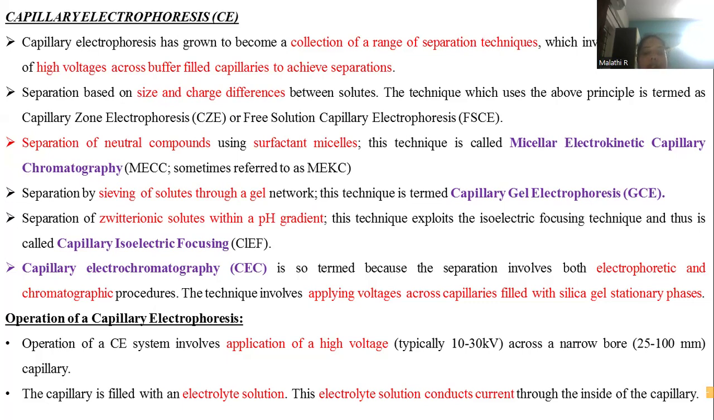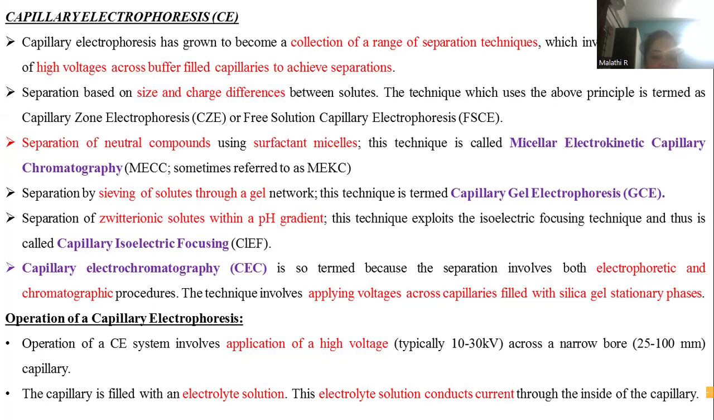Separation of zwitterionic solutes within a pH gradient exploits the isoelectric focusing technique and thus is called capillary isoelectric focusing. Capillary electrochromatography is also a technique, termed so because the separation involves both electrophoretic and chromatographic procedures. The technique involves applying voltage across a capillary filled with silica gel stationary phases.